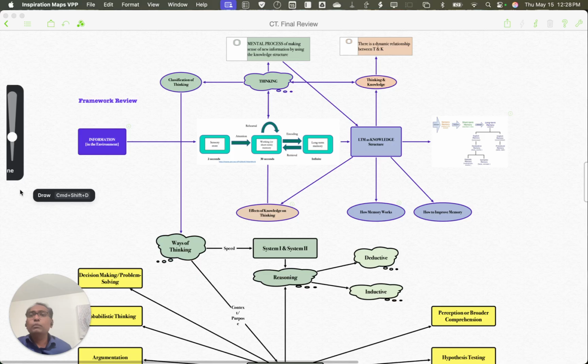We have classified these as different ways of thinking depending on the task at hand, depending on the purposes of thinking, depending on the goal you have, the objective you have at any given point of time. Your thinking can fall in one or the other areas, or it can involve all or two or more. Then decision making is when you have a very specific purpose of solving a problem or making a decision.